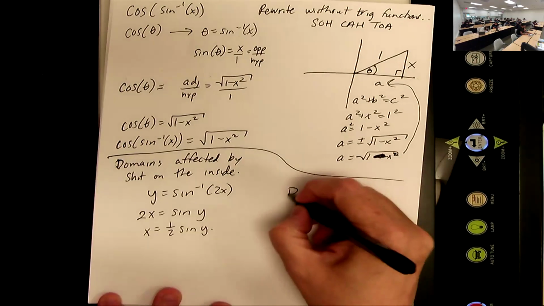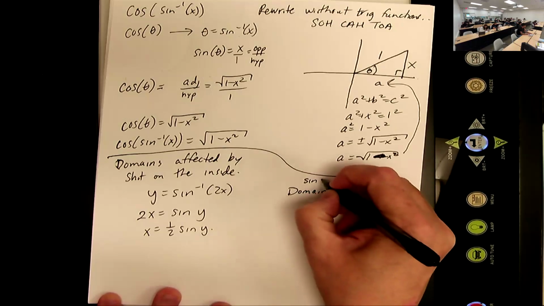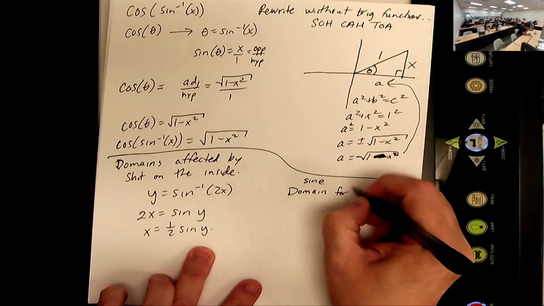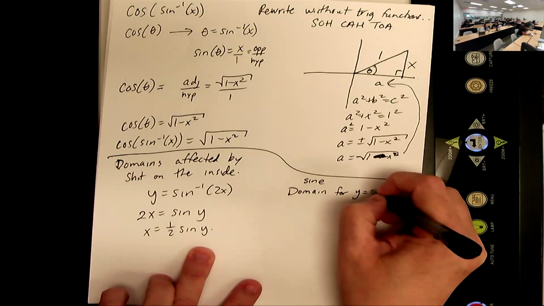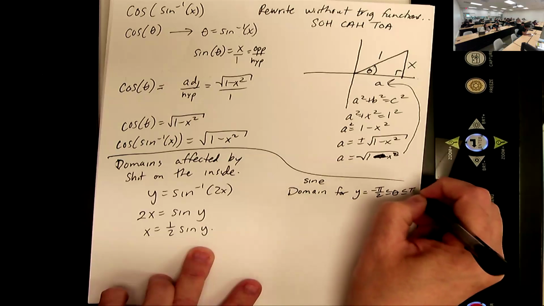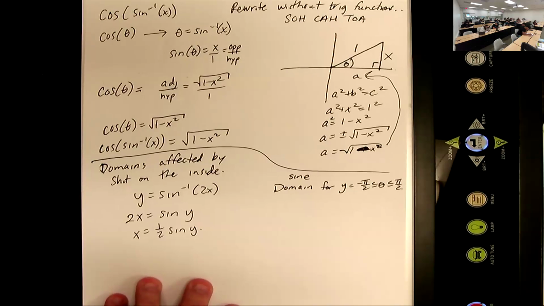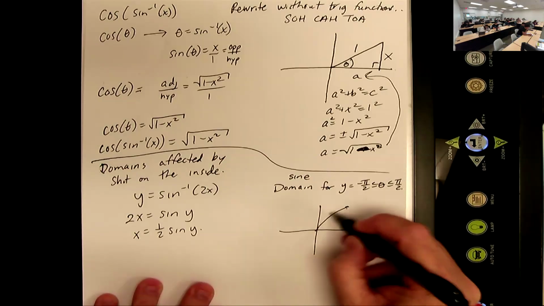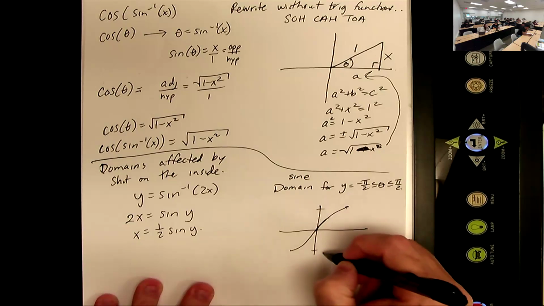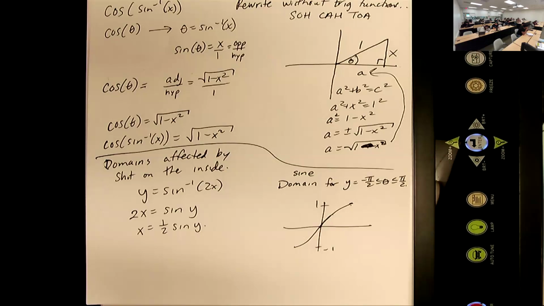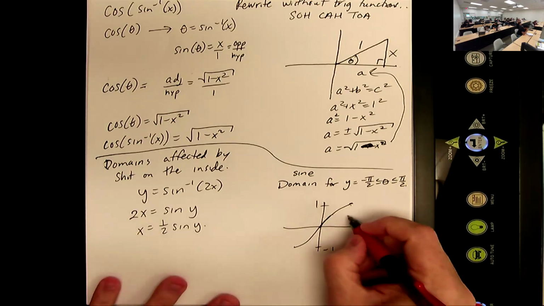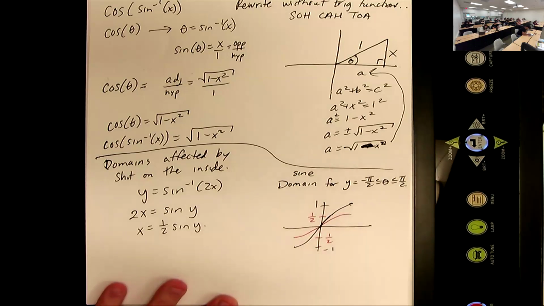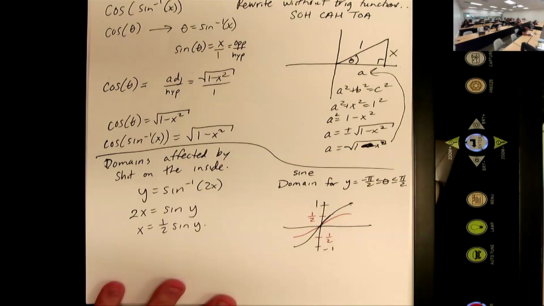So we should still have the domain for the main function for sine. For our argument, it should still be negative pi over 2 to pi over 2. But what happens to the output? Where we used to go up to one and down to negative one, the 1/2 is shortening it down to negative 1/2 and positive 1/2. That's for the sine.